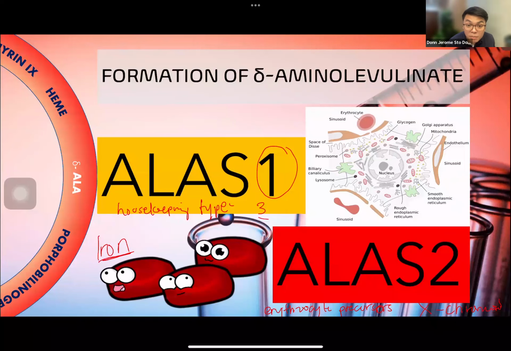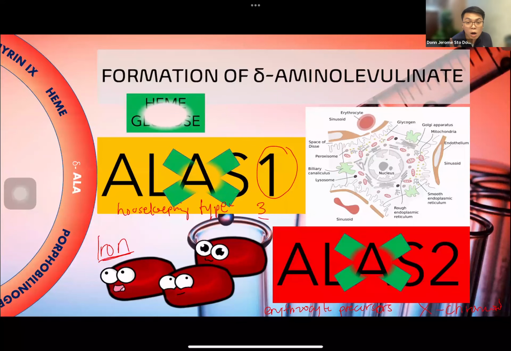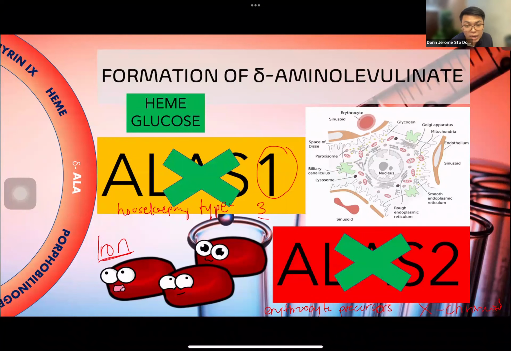Yes, kasi heme, if you remember, does heme contain iron? Yes, it contains iron at its center. So iron definitely stimulates its synthesis. While presence of heme as well as glucose... heme is the end product of this pathway. Di ba? Heme synthesis, end product heme. Heme being the end product would cause negative feedback inhibition to the rate-limiting enzyme ALAS.